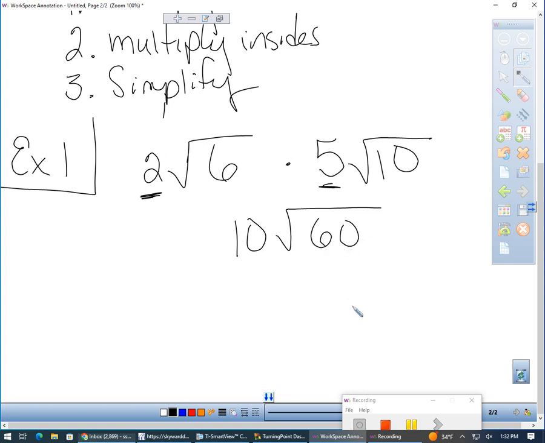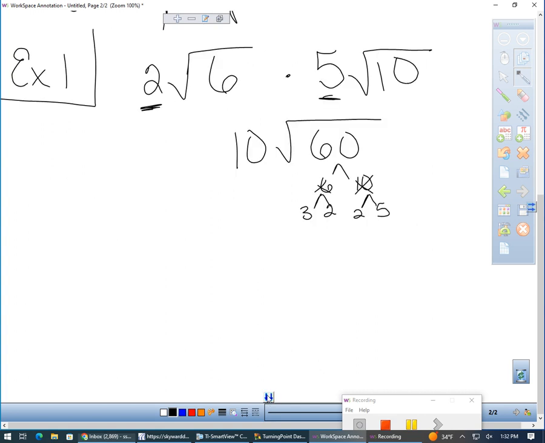And now we simplify. When I say simplify, that means we're going to break it down. 60 is 6 times 10. 6 is 3 times 2. And 10 is 2 times 5. What number, when I simplify, has a friend that gets to come out? The 2's, right? So that 2 is going to come out and join the 10. When it comes out to the outside, what do I do with them? Multiply them. Very good, Hunter. So 2 times 10 is 20. Left at home is the 3 and 5. So I have to multiply those back together. 15.